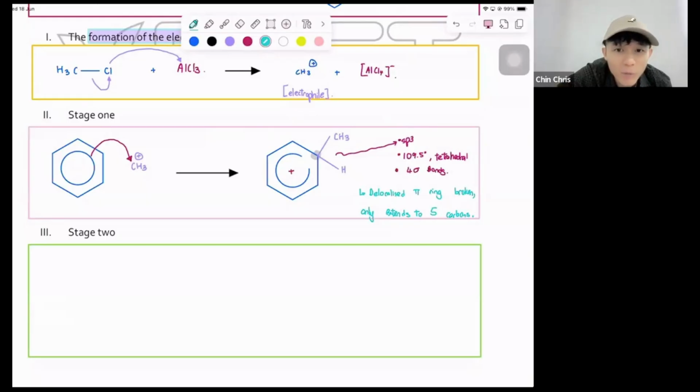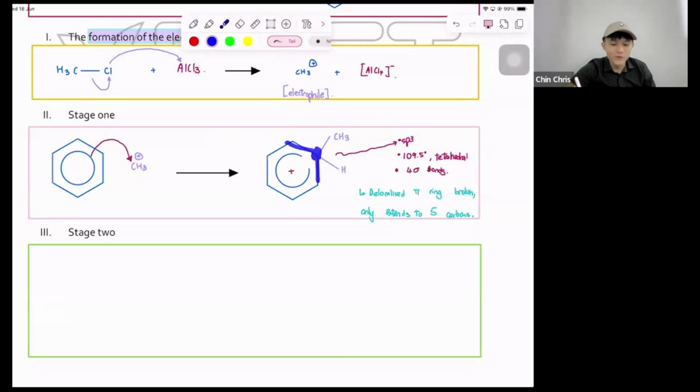Can you explain why you get sp3? Because you skipped class last week, ma. All right, guys, please tell me why is it sp3? Why is it sp3? How do you know it's sp3?